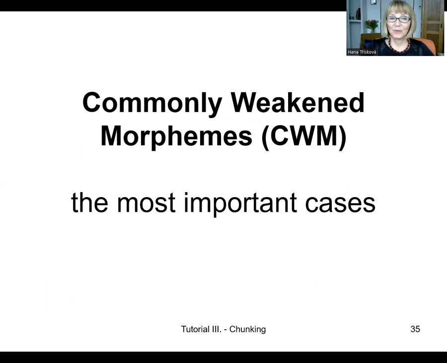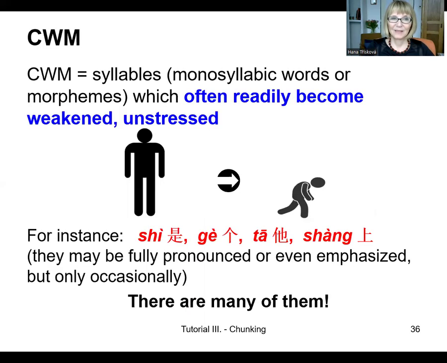Now, at the end, I will give you some examples of commonly weakened morphemes, as I promised in my past tutorial. Commonly weakened morphemes are syllables, or more exactly monosyllabic words or morphemes, which often readily become weakened, unstressed. For instance, 是, 个, 他, 上. They may be fully pronounced or even emphasized, but only occasionally. In most cases, they are weak. And there are many of them.